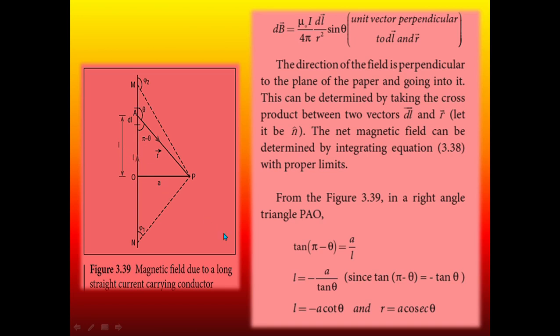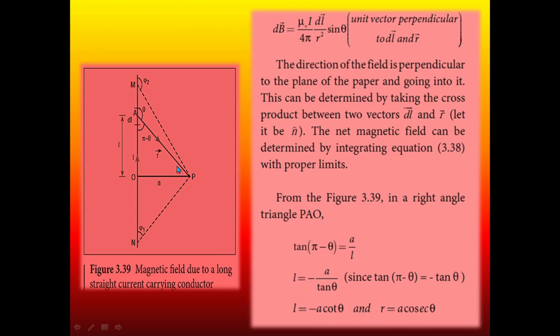Now rearrange this equation. L is equal to minus A by tan theta, because tan of pi minus theta is equal to minus tan theta. So that is why we put the minus symbol. L is equal to minus A by tan theta. Now 1 by tan theta is nothing but cot theta. That is why L is equal to minus A cot theta.